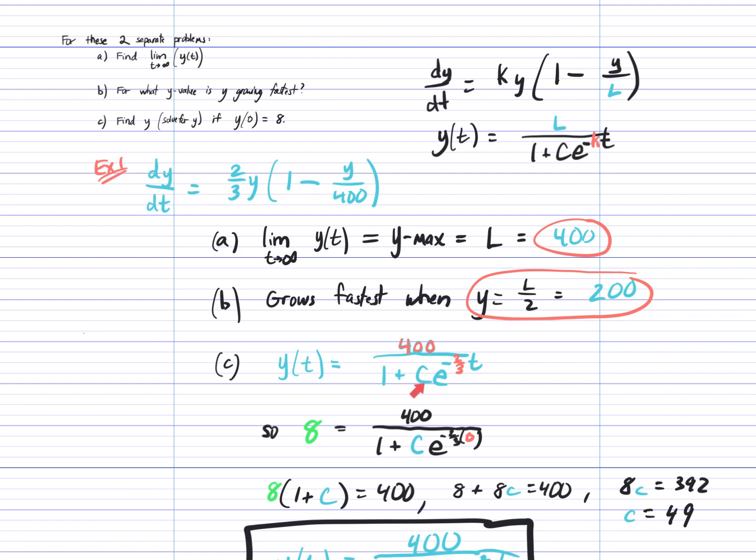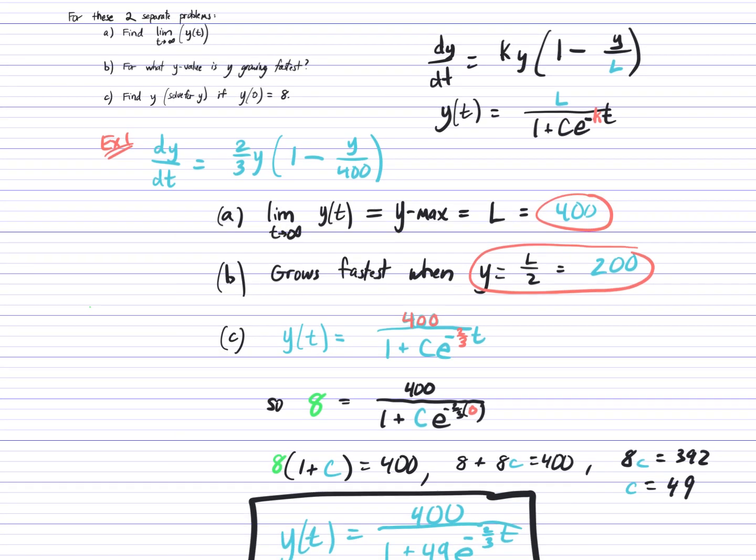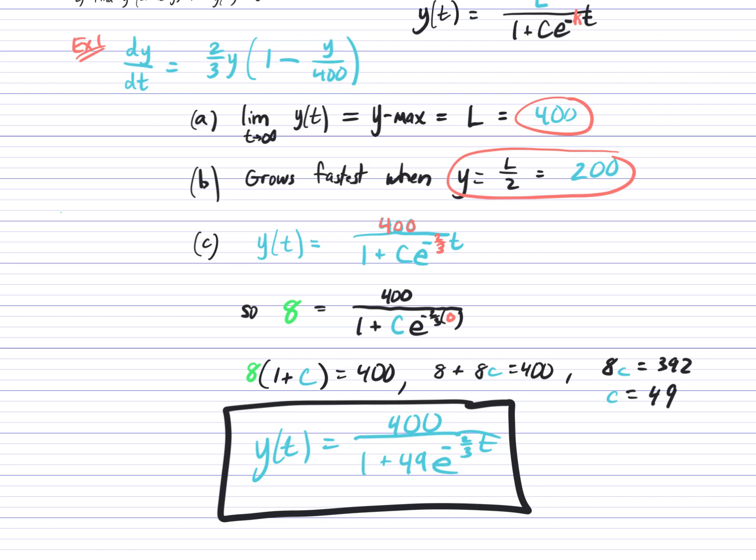So now we're going to use the initial value when x is 0 or when t is 0. The y value is 8. So we put in a 0 for t and an 8 there. This is 0. E to the 0 is 1. So that nicely is just 400 over 1 plus c times 1. Multiplying both sides times 1 plus c, we have 8 plus 8c. And quickly we get that c is 49, and there it is. So we've answered all three questions.